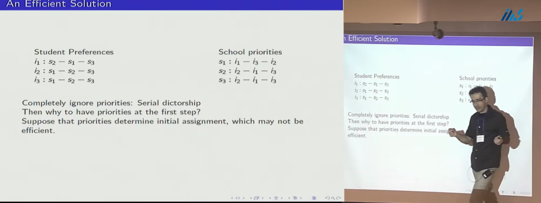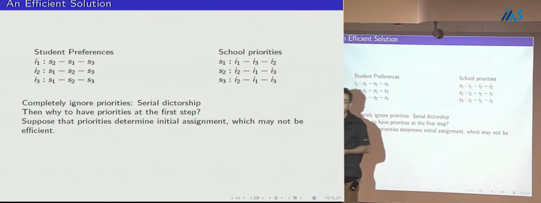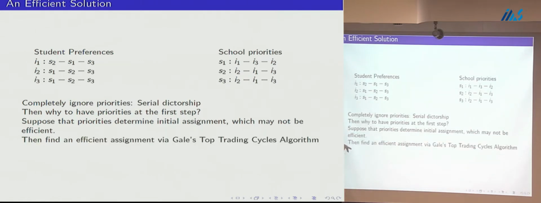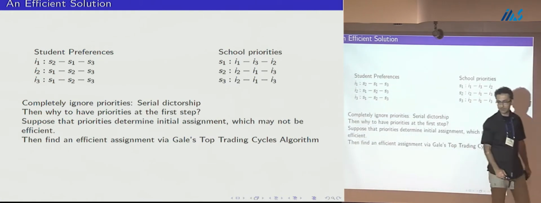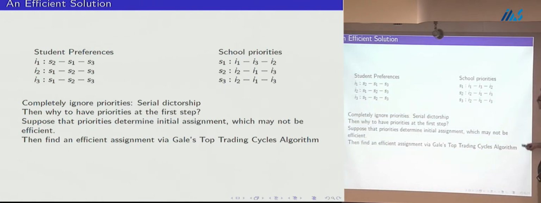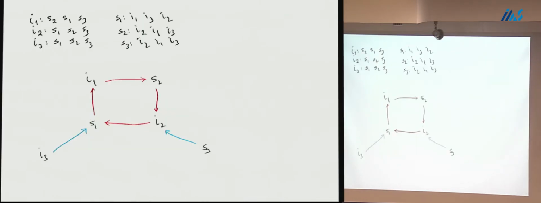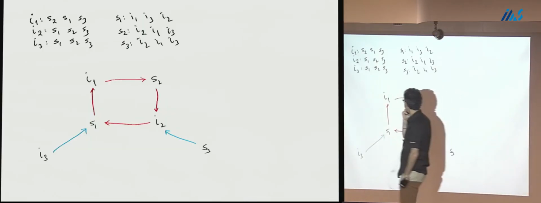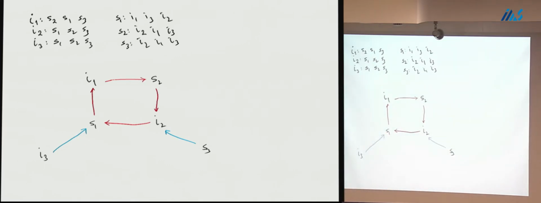That initial assignment might not be efficient. If it is not efficient, we can actually create an exchange market and find an efficient outcome in that exchange market via Gale's top trading cycles algorithm. That is what we proposed in our original article. And here is how the top trading cycles mechanism, an efficient mechanism, works in this case.